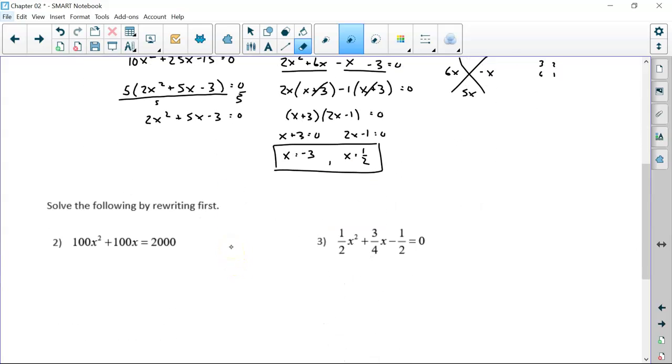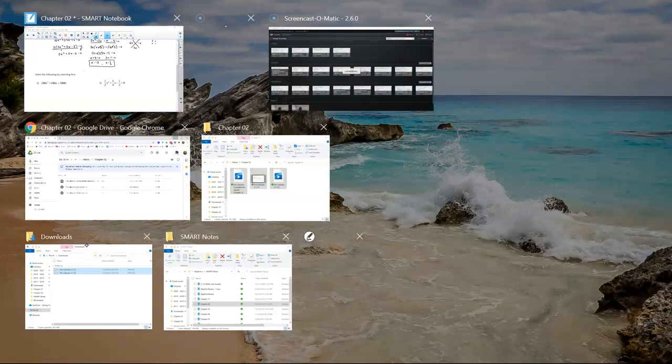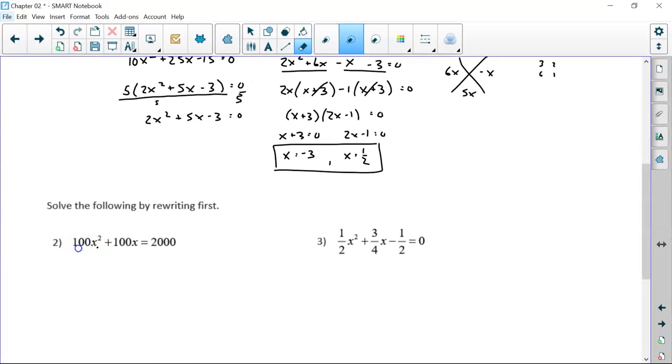Next, in problem number 2, we're going to, once again, keep solving by rewriting. Now, these numbers are huge. 100x squared plus 100x equals 2,000. What we could do is divide everything by 100. So that gives us x squared plus x equals 20. Now, it's a quadratic. In order to solve it, we have to get it equal to 0, so subtract 20 from both sides. x squared plus x minus 20 equals 0.